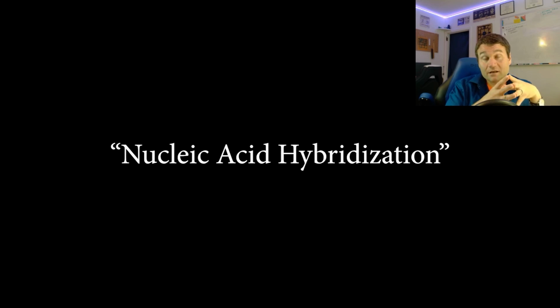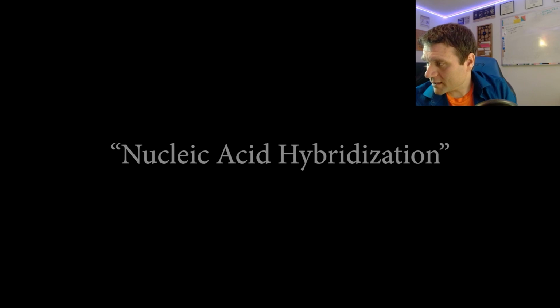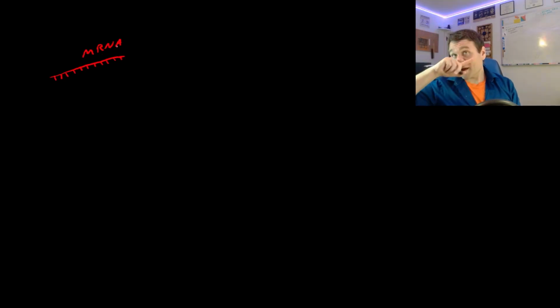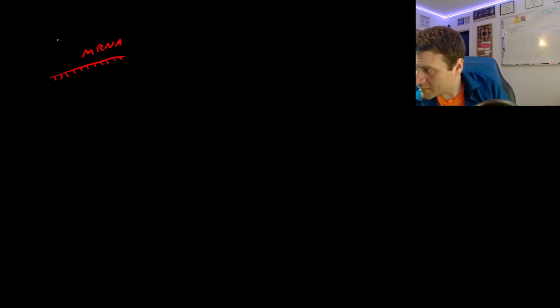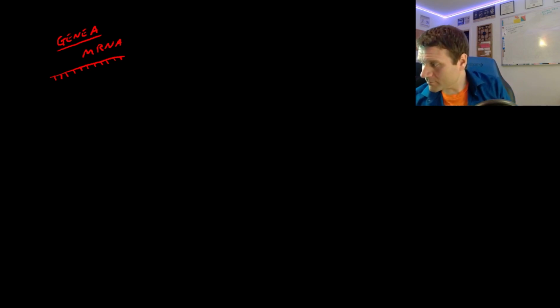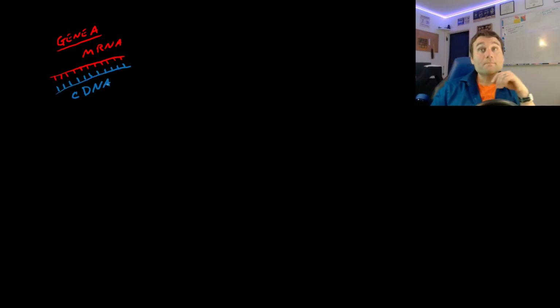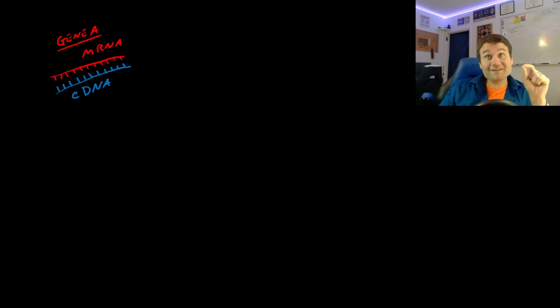So what we do is something we call nucleic acid hybridization. Let's say I have a section of mRNA for gene A floating around, right? Gene A. So this was made from the DNA template. I want to know all of the cells that use gene A. So what I'm going to do is make a molecule of DNA that matches up with that mRNA.